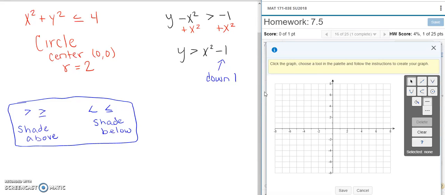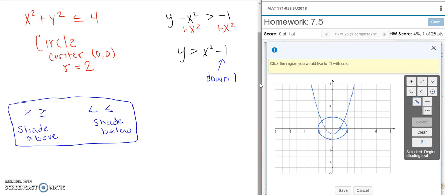Let's do our circle first. It should be a solid line. Center is at 0, 0. Radius is 2. There's my circle. I'm shading inside the circle. My parabola has a dashed line because there's no or equal to, and it's been shifted down 1. So it looks like that.